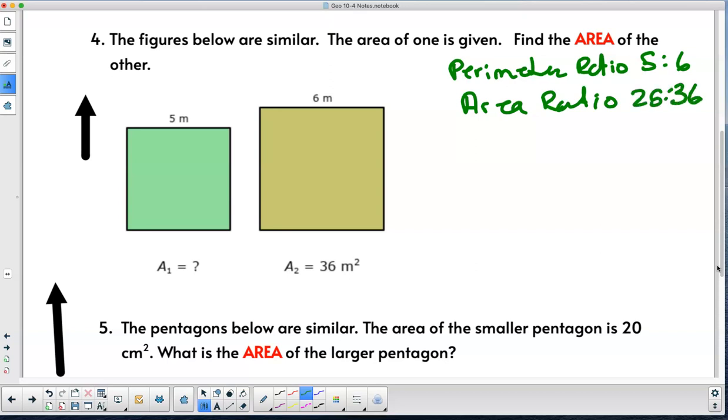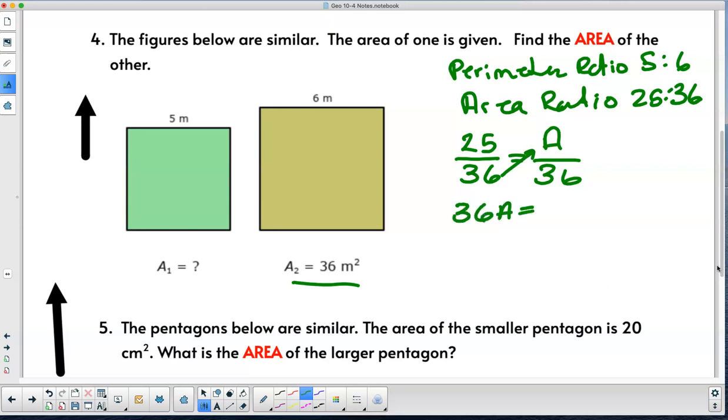So I can look at this and go, hey, I know I'm going to compare areas. The small area is 25, the big area is 36. I have the big area, and I'm looking for the small area, which they're saying is A1. But now keep in mind, these were squares. So we could actually just say this is 25 to 36, but I want to make sure that ratio relationship that we were working on makes sense.